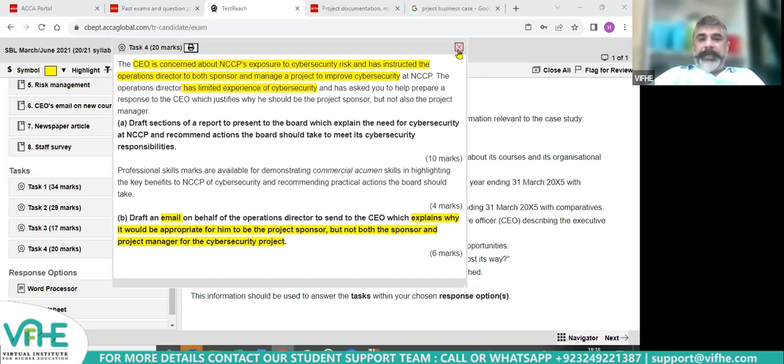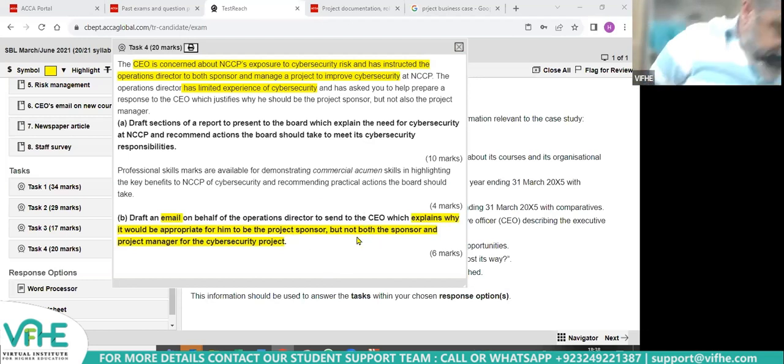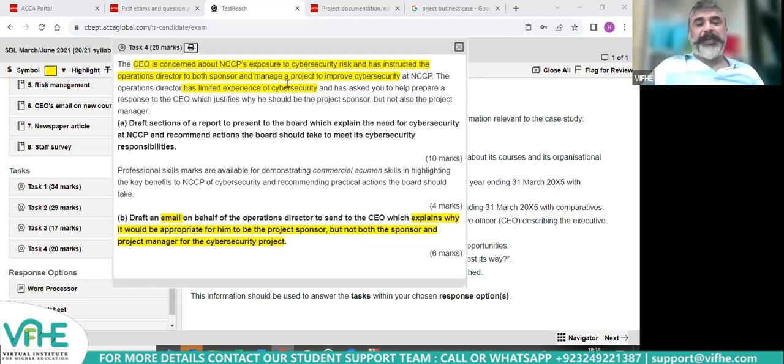All right. So in my view, this was a high scoring question because there was not a lot of technical thing. There was no exhibit. Only this information is there. So I can just think from common sense that number one, he doesn't have the expertise. Number two, there is no segregation of duty. There will be no monitoring. And number three, he will not have the time to devote to the project because he is an operations director. That's it.